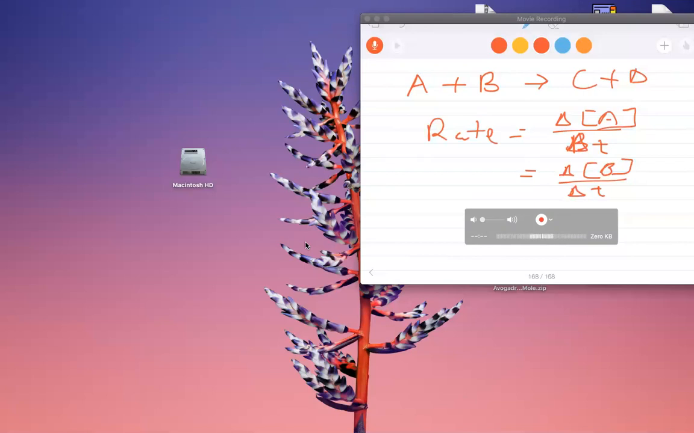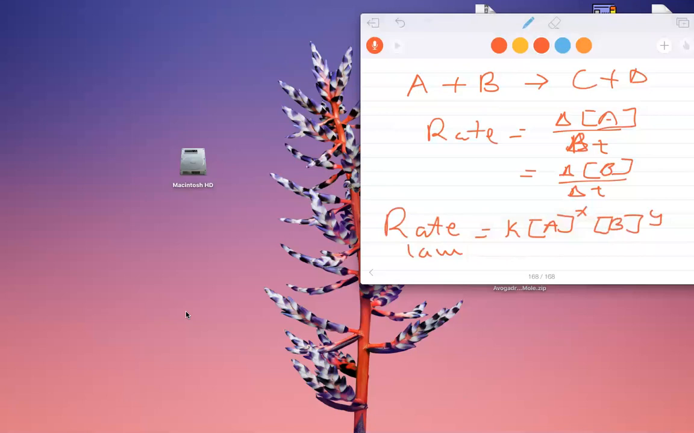You can also look at the rate of reaction as a function of both reagents, and we call this the rate law. A raised to some value x, and B raised to some value y. We call this the rate law, okay? The lower one here, we call the rate law, which looks at the rate of reaction as a function of both reagents.